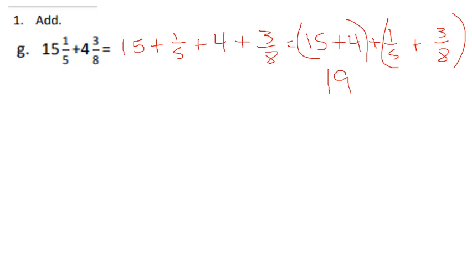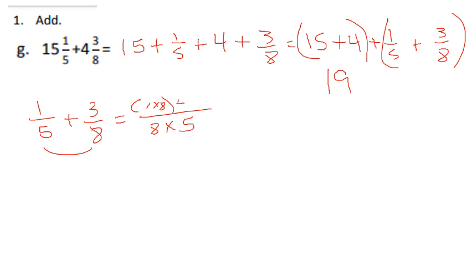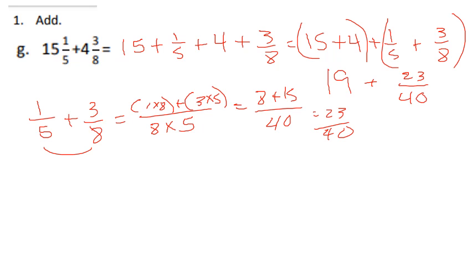Our whole numbers end up being 19. Now we have 1/5 plus 3/8. And we do our smiley face. We know we have 8 times 5 and 1 times 8 plus 3 times 5, which gives us 8 plus 15 over 40, which gives us 23 40ths. So we have plus 23 40ths. So our answer is 19 and 23 40ths.